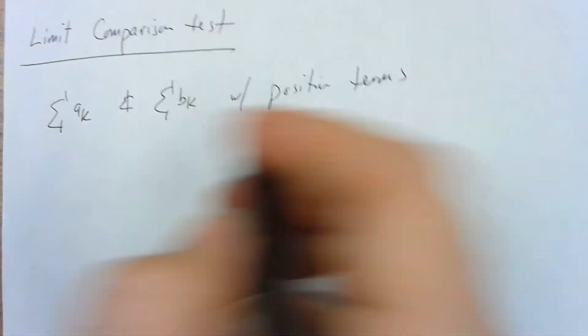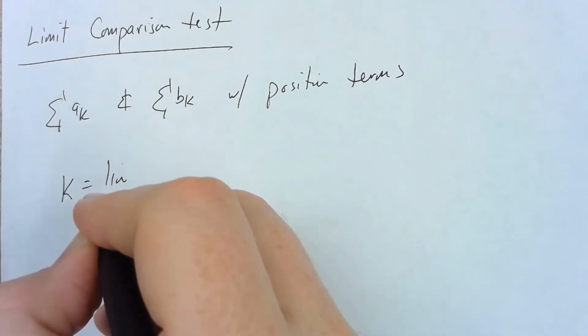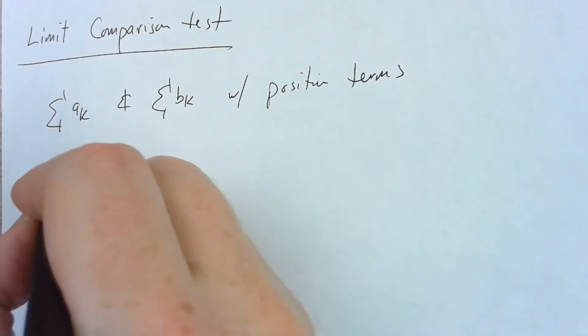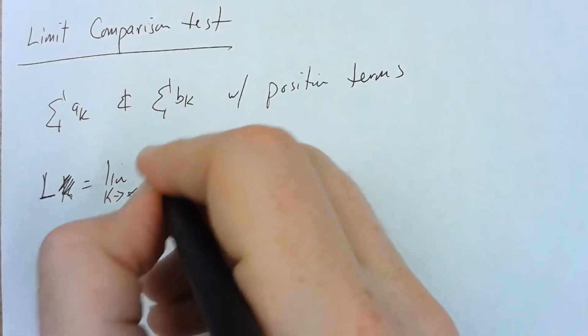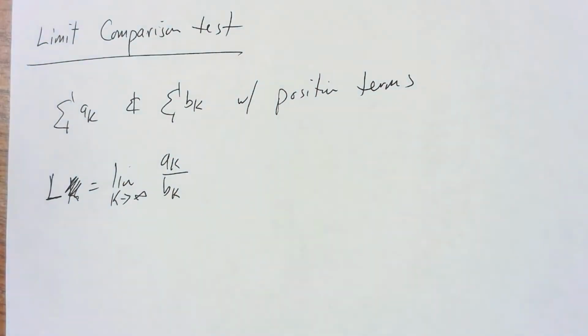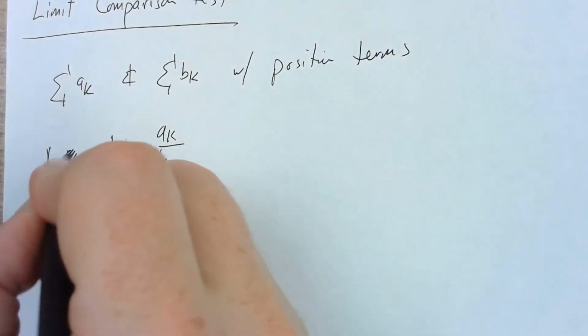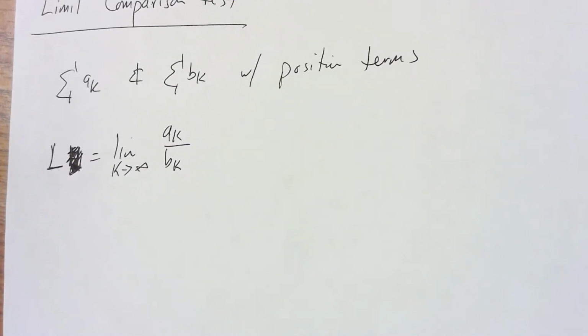And then we're going to look at some value L equaling a limit. L equals the limit as k goes to infinity of a sub k divided by b sub k. So we're going to talk about this value L. The question is, what does L end up being? And based on what it ends up being, what does that allow us to say?